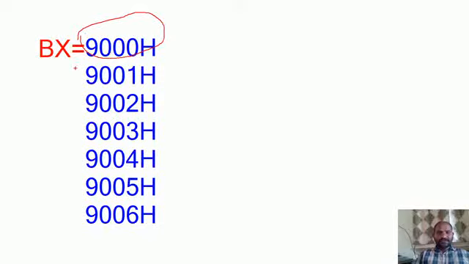So now it is showing the starting address of our array. We know that this is the length of my array. How many elements are there? It started with 9000 and ended with 9006H, so a total of 7 are there. So this is the starting address of our array.